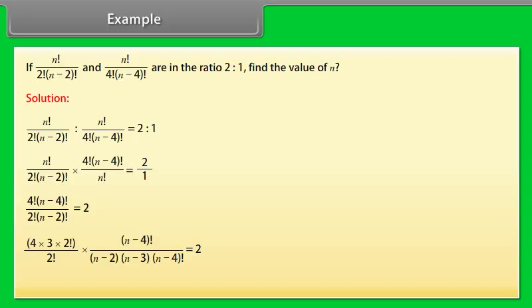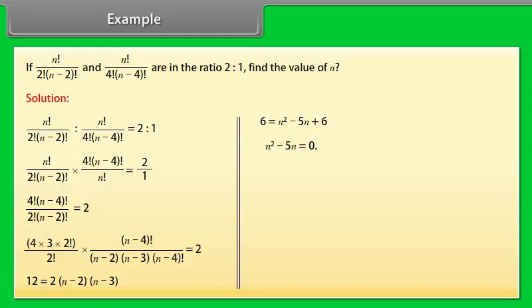4 into 3 into 2 factorial by 2 factorial multiplied by n minus 4 factorial by n minus 2 into n minus 3 into n minus 4 factorial is equal to 2. 12 is equal to 2 into n minus 2 into n minus 3.